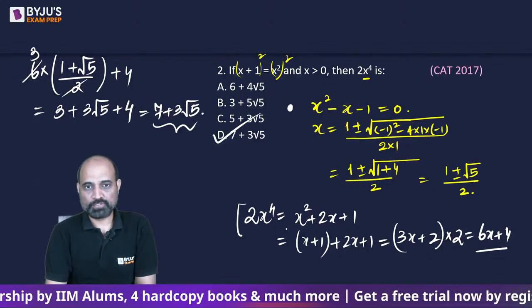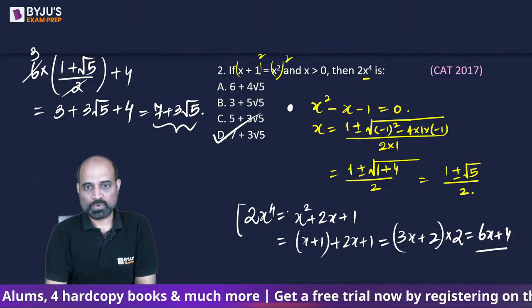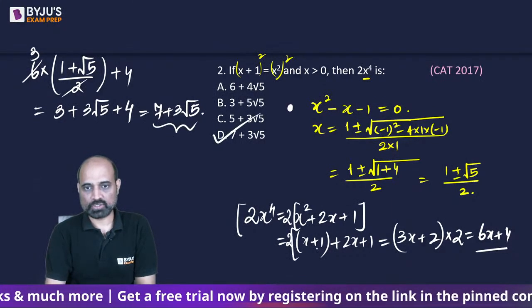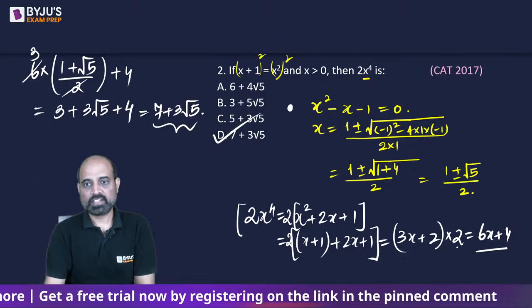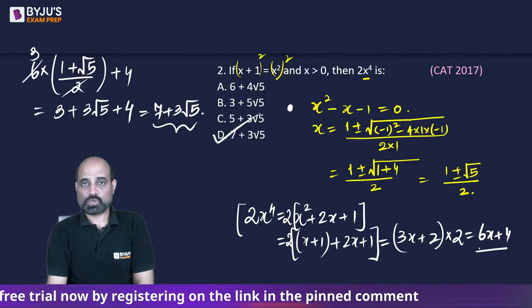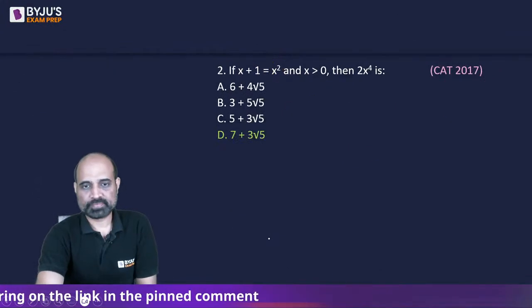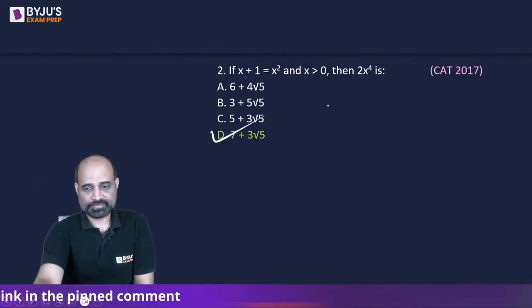2x to the power 4 was 2 times of this, in case you guys are wondering how this came about. This is the double of 3x plus 2. So 2 should have been multiplied in the first two steps as well. So D is our answer.